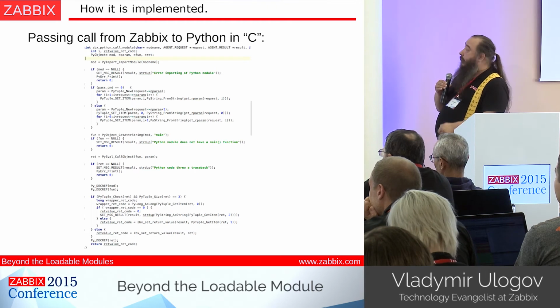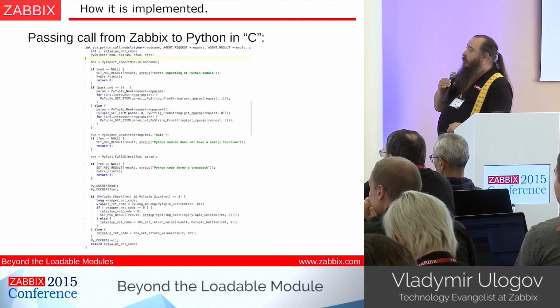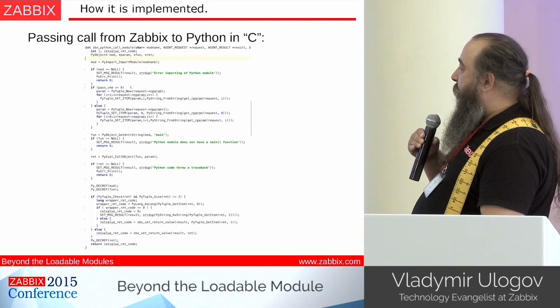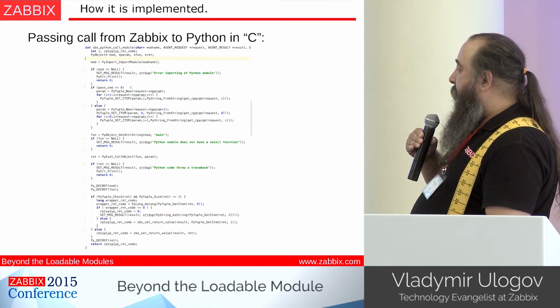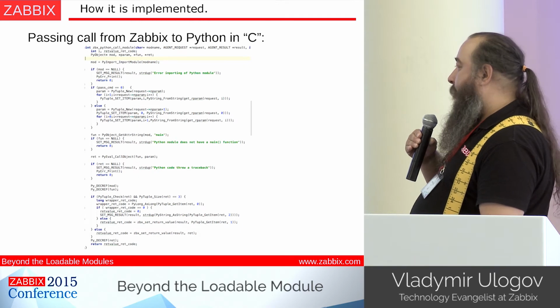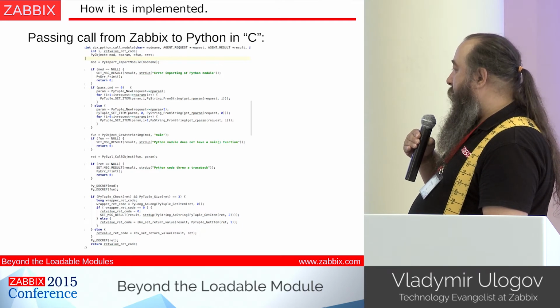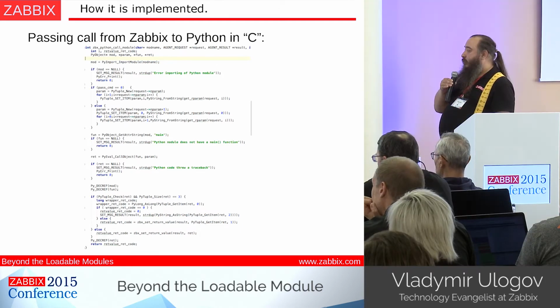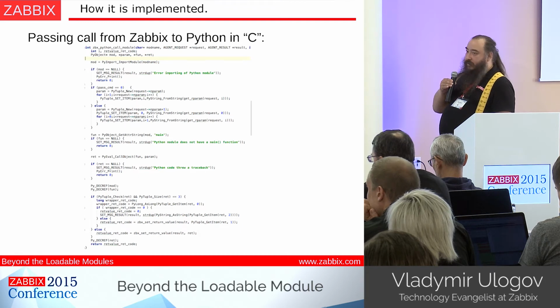So here it is easy to see that I'm importing the module. I'm creating the tuple which is used to pass the parameters. I am setting the tuple members from the parameters I got from Zabbix. Then I'm resolving the attribute inside the module, and I'm calling the object. And here, for example, you see I'm dereferencing the Python objects I don't need any longer, and this piece of code is responsible for returning data back to Zabbix.